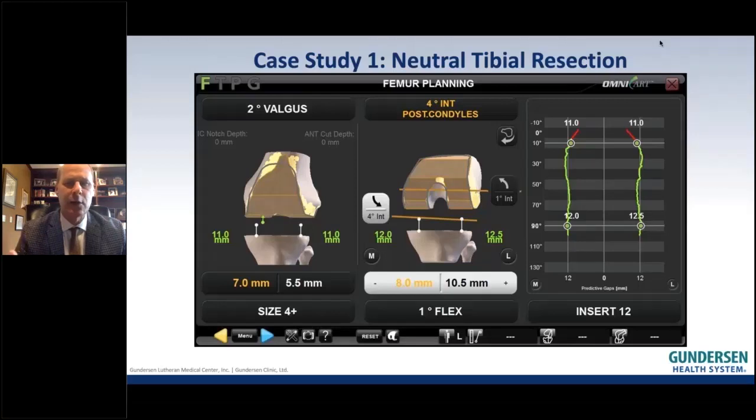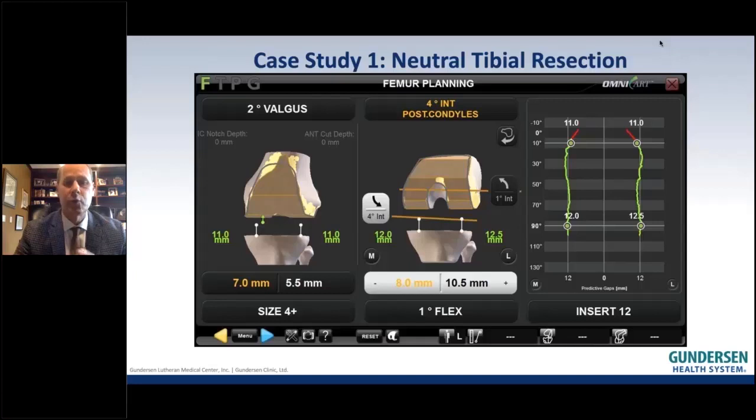Now, how do we get here? If you look in the middle, you can see that I've actually internally rotated the femur 4 degrees. And so again, we're at that place where you have to make a decision. If you're going to be a gap balancer, you have to do one of two things. You either have to release the lateral side, or you have to rotate the femur to give you the gap that you need. So by internally rotating the femur, I'm increasing my lateral flexion gap.